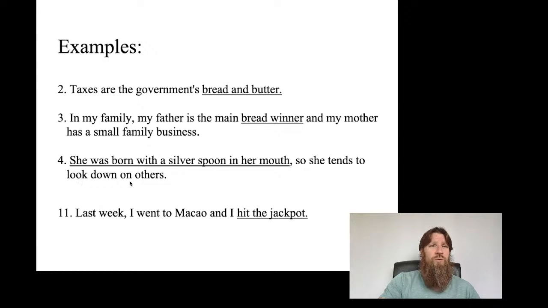Here, so number 4, she was born with a silver spoon in her mouth, so she tends to look down on others. I mean, she's very spoiled, and she probably gets a lot of things. Maybe her father and her mother wanted to protect her from a lot of things, and that they gave her everything that whenever she cried, she got something. Whenever something was wrong, they tried to fix it for her. They never really let her do anything on her own.